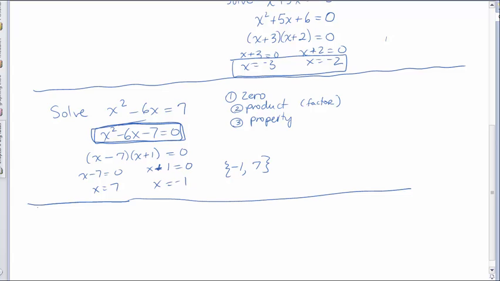So let me do this one. 2x cubed minus 12x squared equals negative 18x.